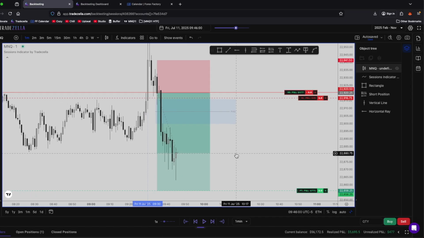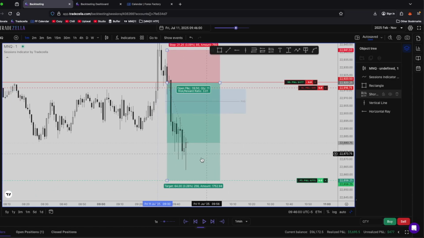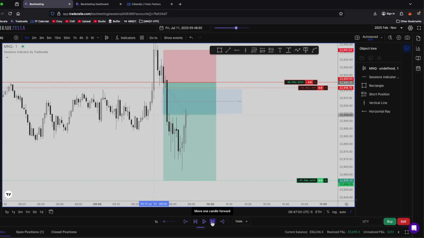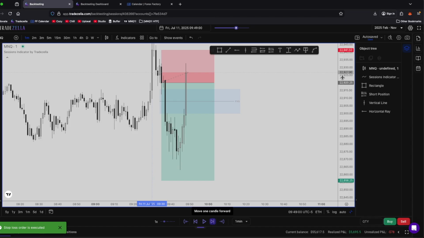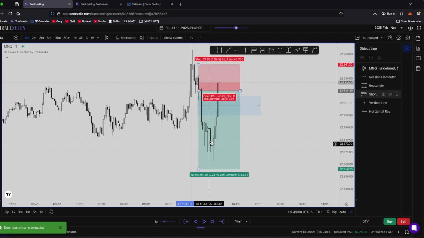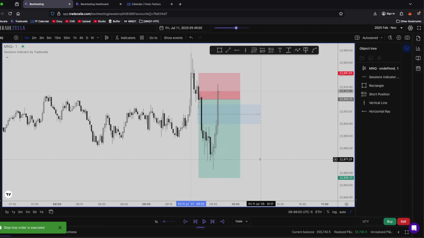See that candle right there? I'm not liking that. I feel like it wants to just keep going. Right there. Okay. So that was a break even.